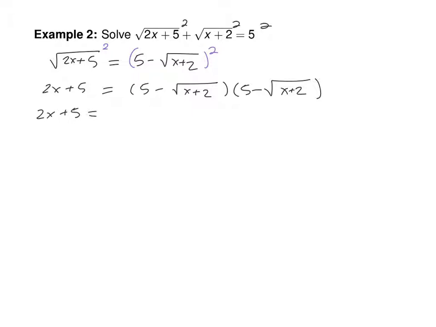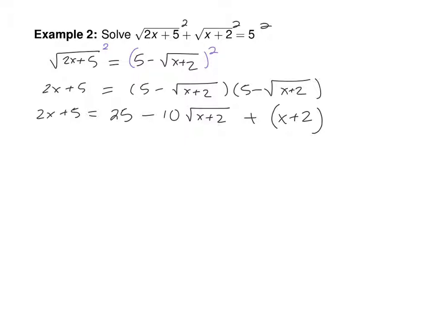Now, what do you get when you're distributing on the right side? First, we'll have 25 minus how many square roots of x plus 2? 10. And then the one tricky thing comes from multiplying root x plus 2 times root x plus 2, right? What did I forget? Yeah, this needs to be in parentheses. Does that make sense? What is a negative times a negative? Yeah, it should be positive. I forgot two things. Sorry.